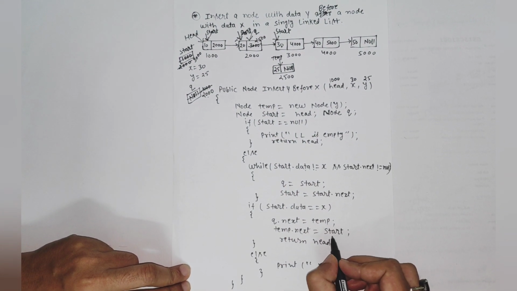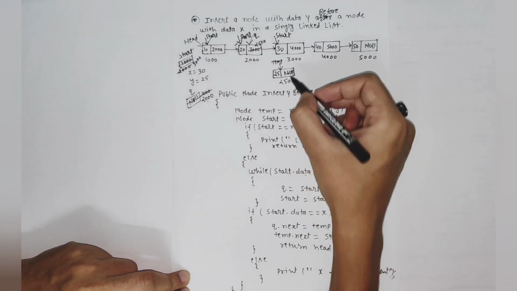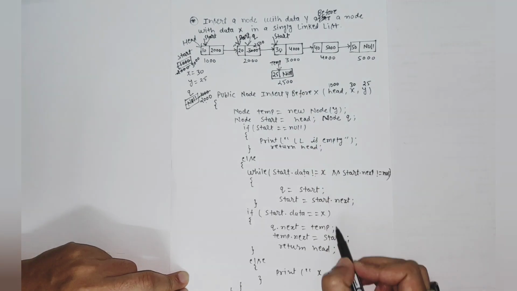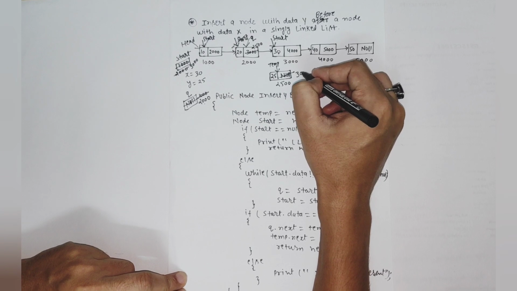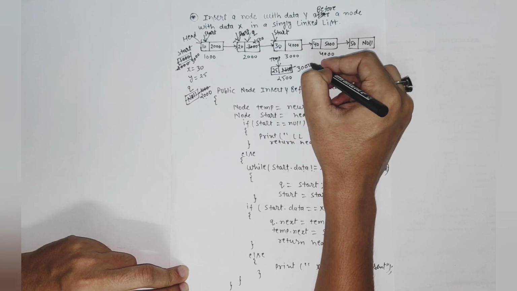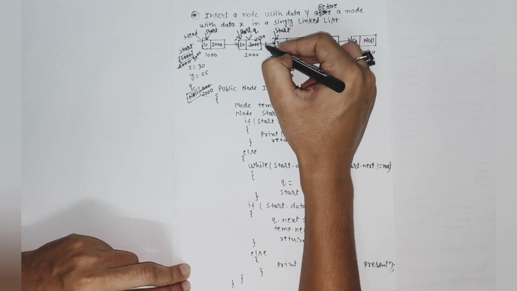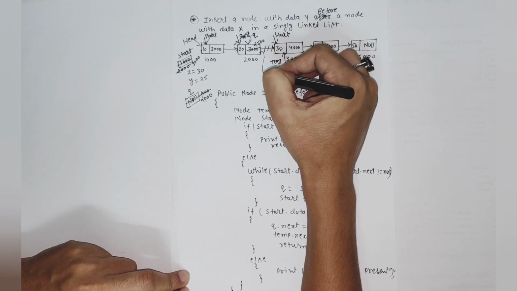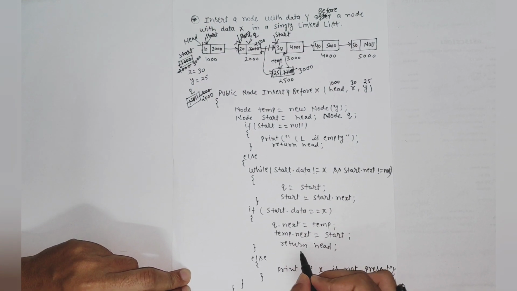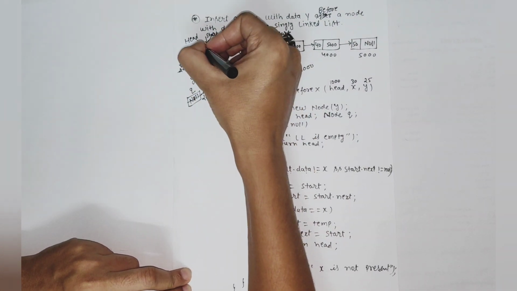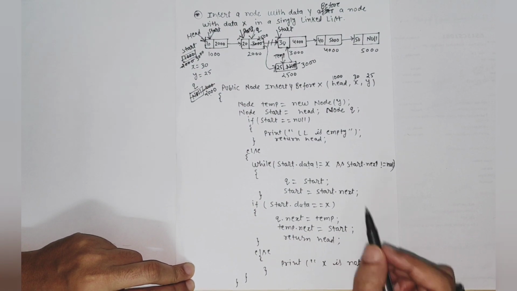After that, we will assign the start value to temp.next. So temp.next is currently null. So we will assign 3000 in the temp.next field. So one link will be created like this, and this link will be broken, and it will be like this. After that, we will return the head. So head is currently pointing to the first node. So we will simply return the head.